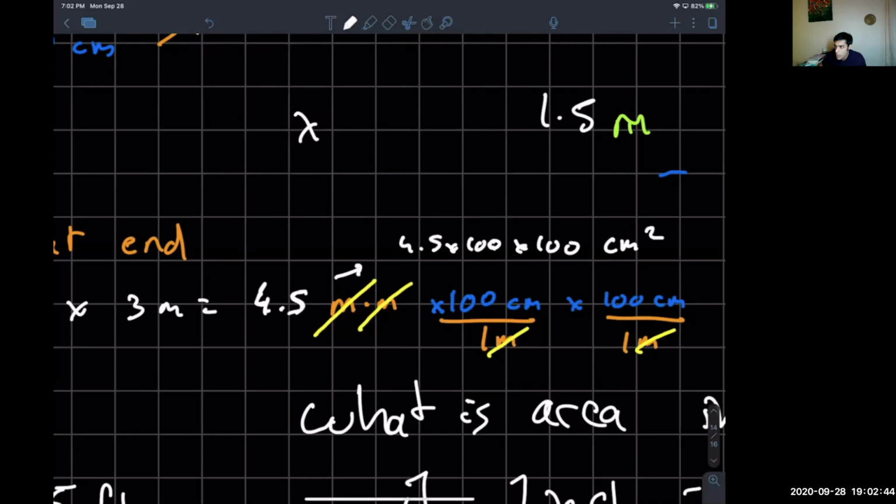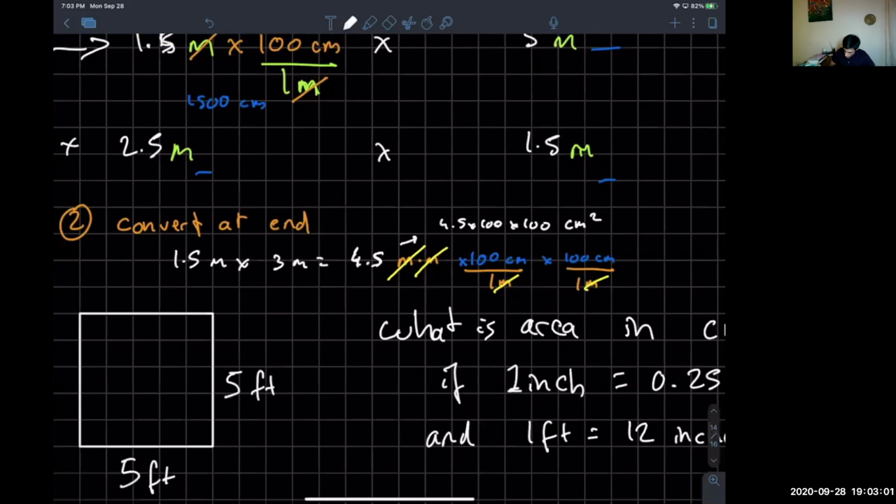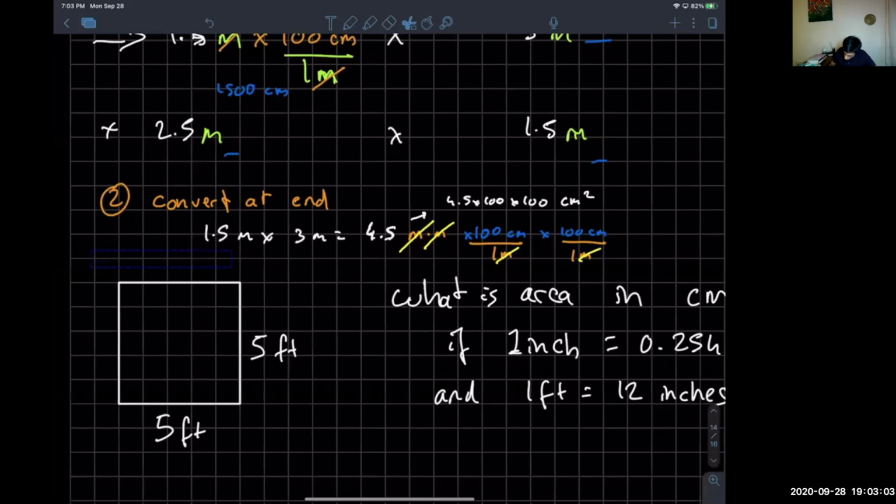A quick question here. I did this pretty quickly. Did that make sense? Okay, all right, it seems like it made sense. We'll do 2 more of these, slightly more complex, and then that will make a lot more sense as well.